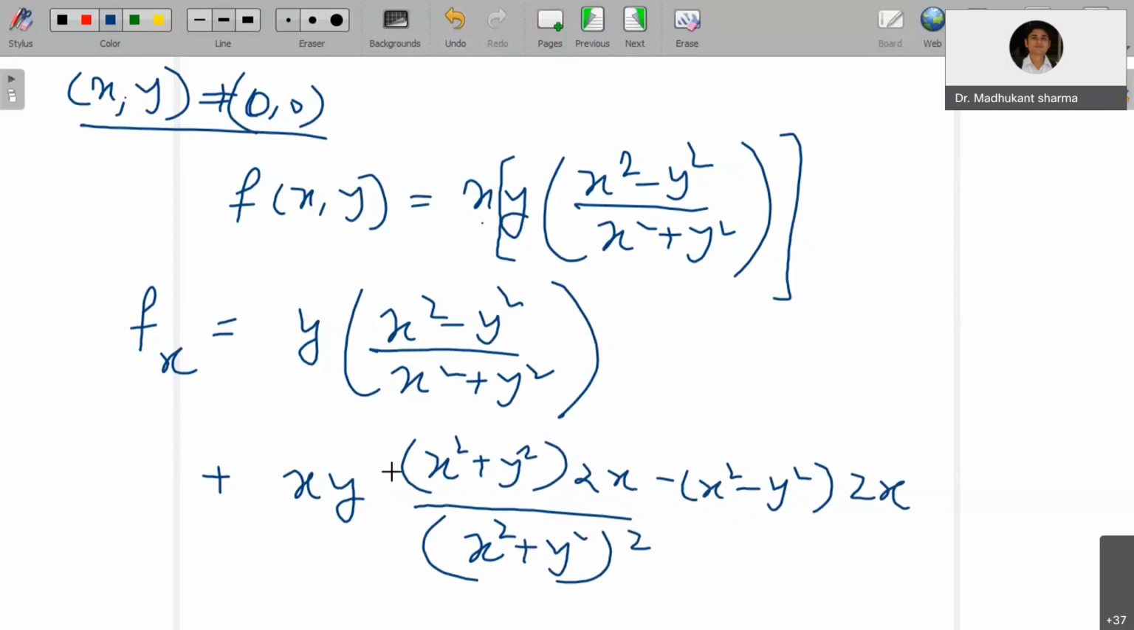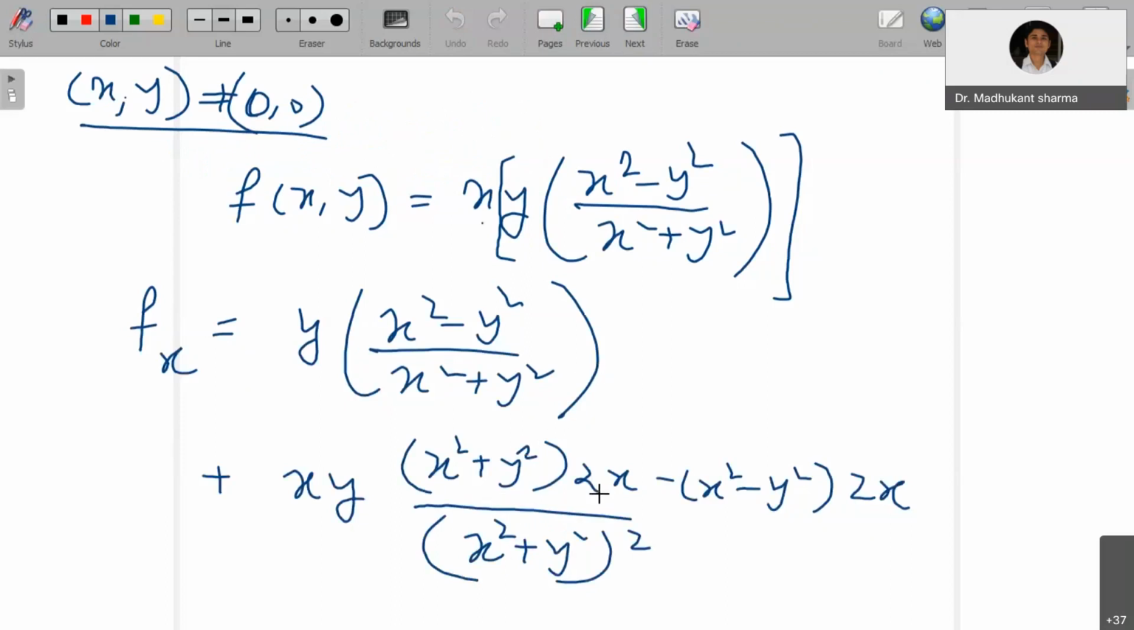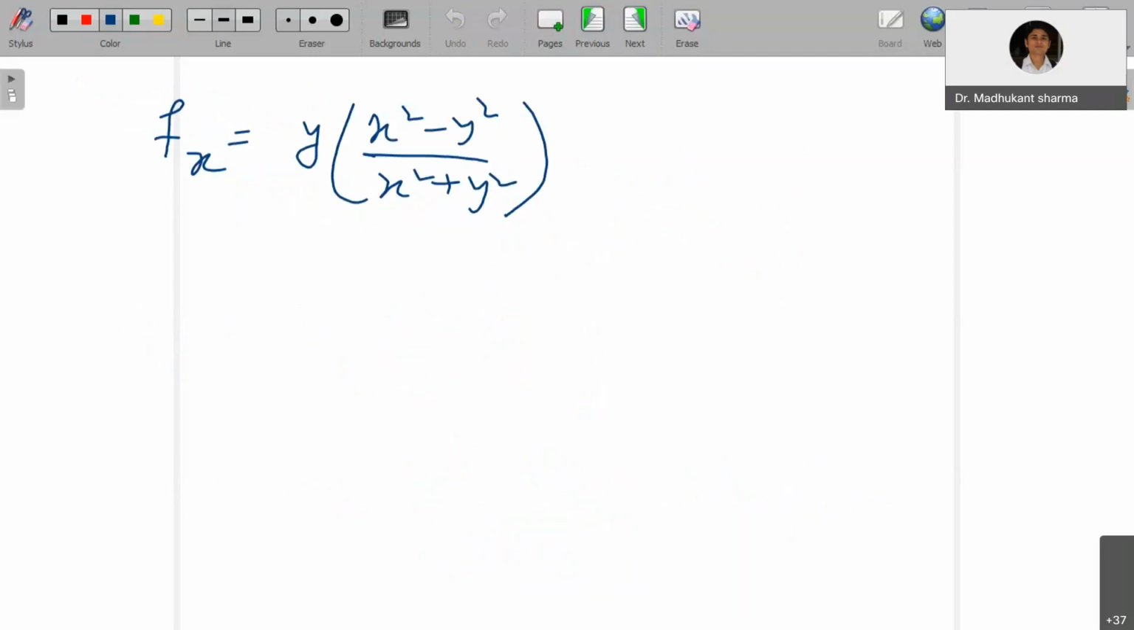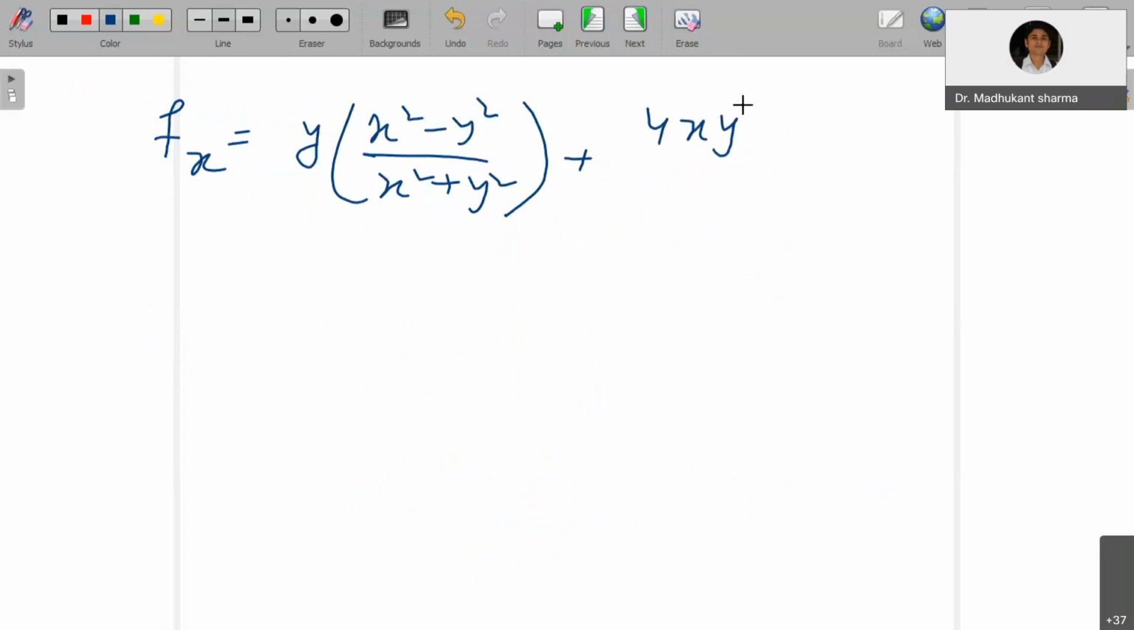So this is simply fx equals y times the first term, (x square minus y square) divided by (x square plus y square), and for the second term 2x is common. Now x square plus y square minus x square minus y square: x square gets cancelled, so y square plus y square is 2y square, so 4 times x y square. So plus x into y is also there, so 4 times x y square into x into y, divided by (x square plus y square) whole square.